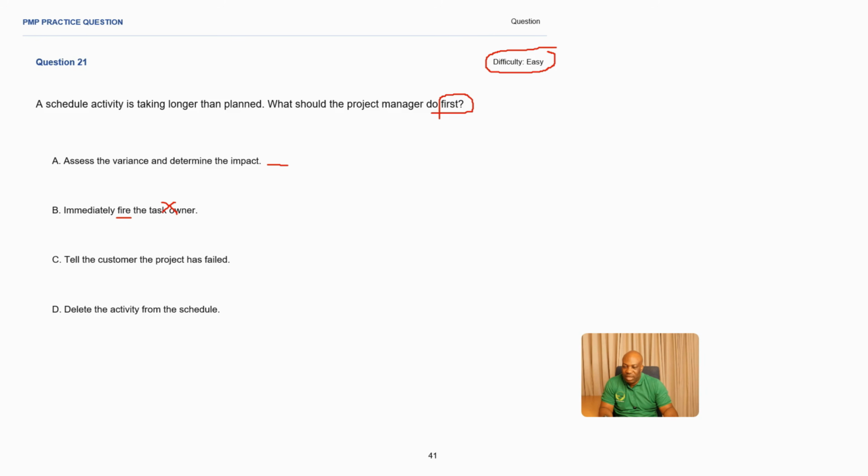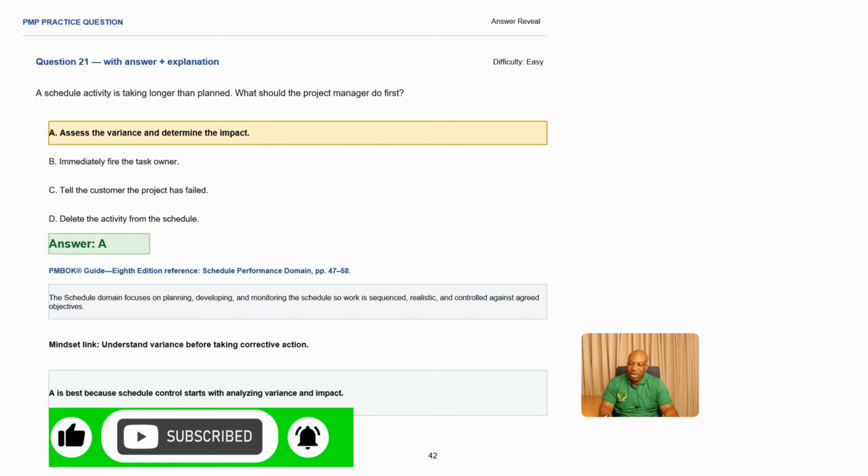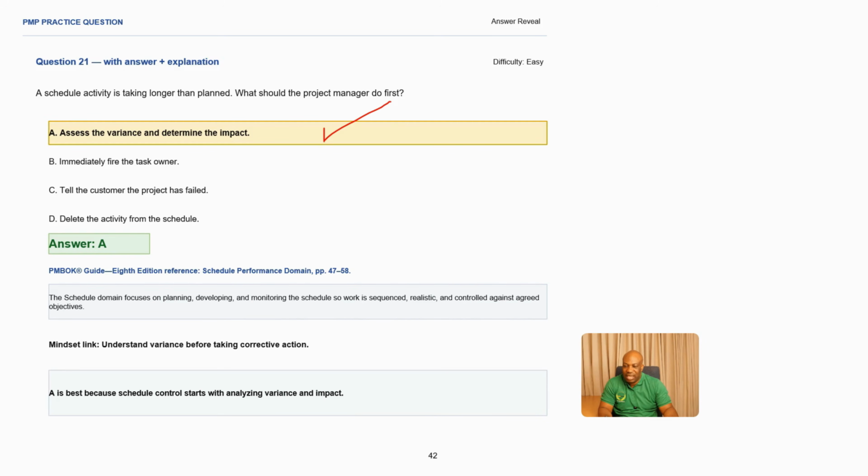Tell the customer the project has failed. You cannot conclude that the project has failed because there is an activity which is taking longer. Remember, a scheduled activity is taking longer than planned. This is the issue. All right? So this cannot resolve the problem. Delete the activity from the schedule. You don't delete activities because they're taking long, thereby making A the best answer in this scenario.